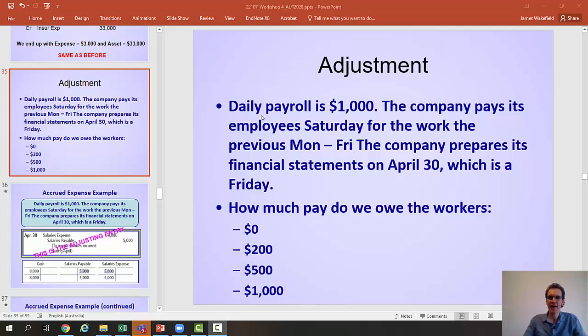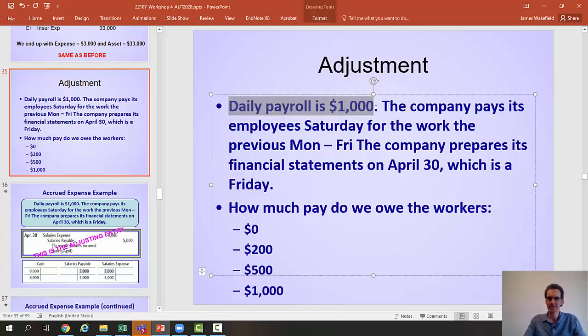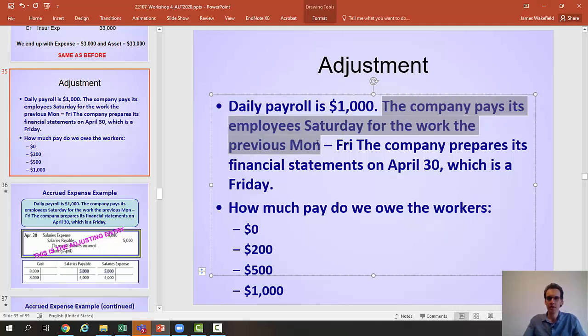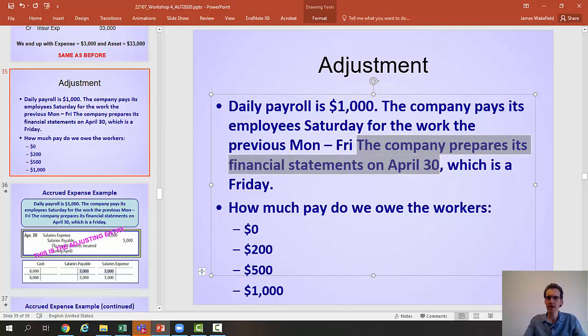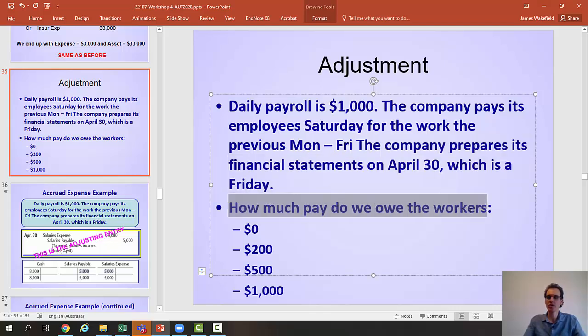So payroll is $1,000 a day, so daily payroll. The company pays its employees Saturday for the work the previous Monday to Friday. The company prepares its financial statements on April 30th, which is a Friday. How much do we owe the workers on April 30th? That's the question I would like you to answer right now.